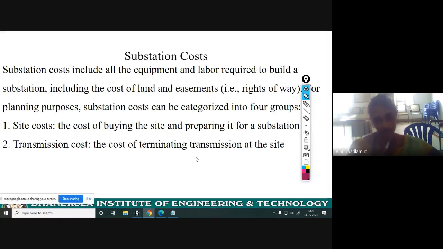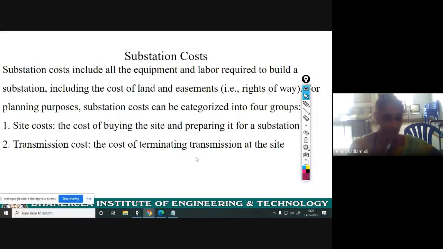So write down. First one, substation cost is categorized into 4 groups. First one, site costs.